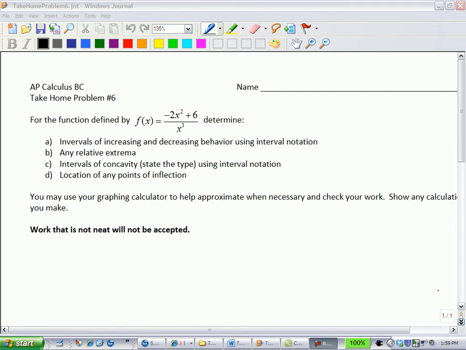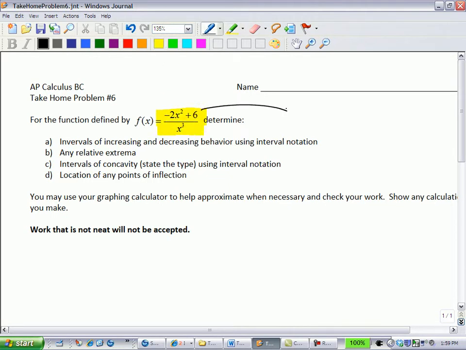Alright, so first part, intervals of increasing and decreasing behavior. I think before I get to that, if you take a look at your function, you want to be able to say what's the domain of your function. So that's going to play a role here in just a little bit, but the domain of that function, you've got a rational function, polynomial on the top, polynomial on the bottom. You can't divide by 0, so if x were to be 0, you'd be dividing by 0. X can't be 0, so my domain is negative infinity to 0, union with 0 to infinity.